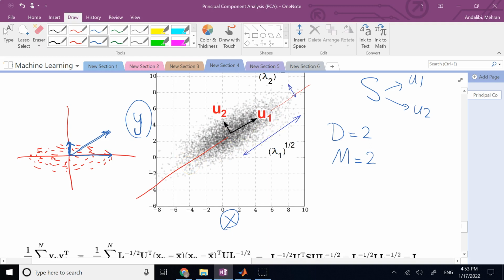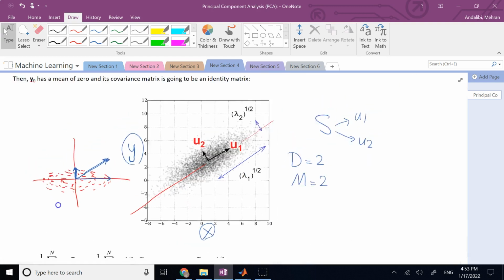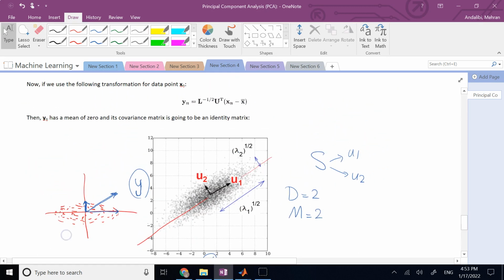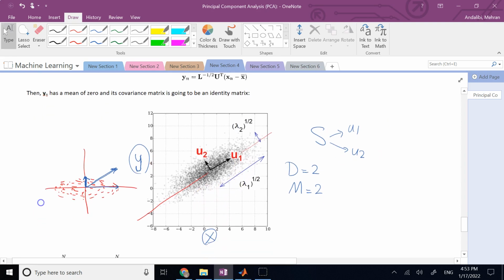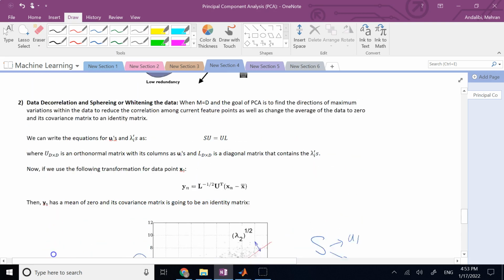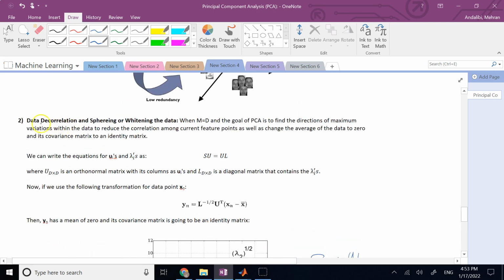Good? So decorrelation of the data is very important, because if you want to use some data points, in this case x and y, for any classification, they better not be correlated. Otherwise, they are not going to give you any good classification power. So decorrelation of the data is important.